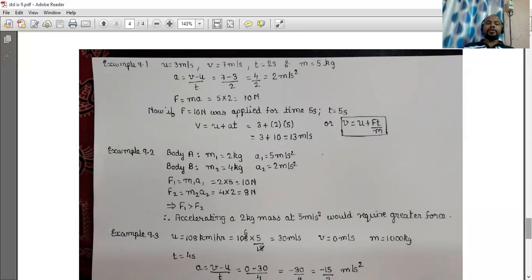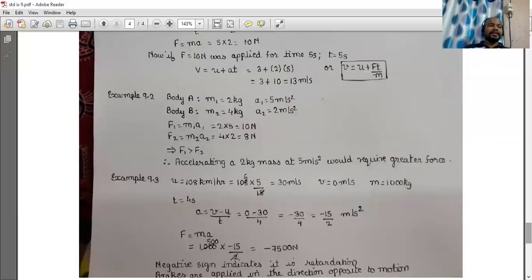Now, if this 10 Newton force is applied for 5 seconds, what will be the final velocity? So we'll just make use of the first formula of uniformly accelerated motion, V equal to U plus AT, where V we require to find, U is 3 plus A is 2, which we have obtained, and T is 5. So 3 plus 10, which is 13 meter per second. Or you can derive from the formula of this chapter, V equal to U plus Ft upon M.